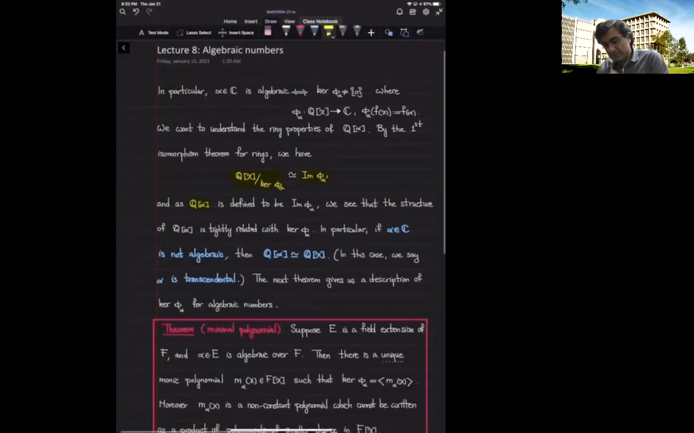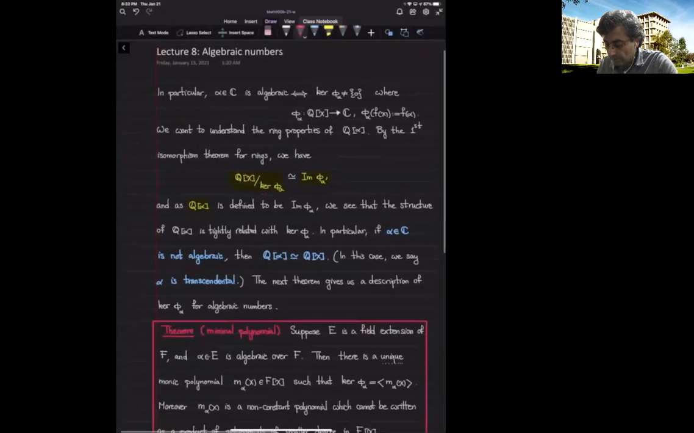Another thing that we see immediately out of this is that as soon as alpha is not an algebraic number, in that case, the kernel would be the zero ideal, and the quotient by the zero ideal is isomorphic to the ring itself.